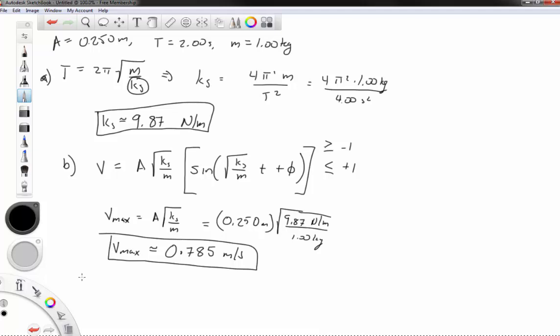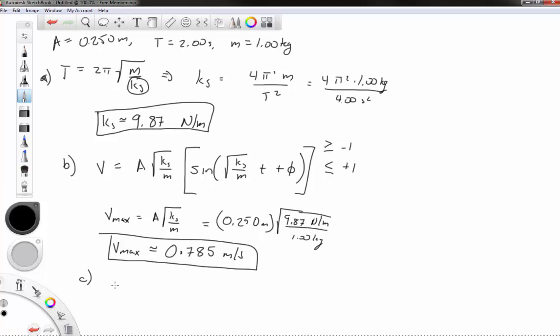Okay, part C. What's the maximum magnitude of the acceleration? That one is even more straightforward. You can actually just use Newton's laws to do that and figure out that the maximum acceleration is when you have a maximum force, which is when you have the maximum displacement. The other way you could do it is you could use the equation that I just showed for the acceleration.